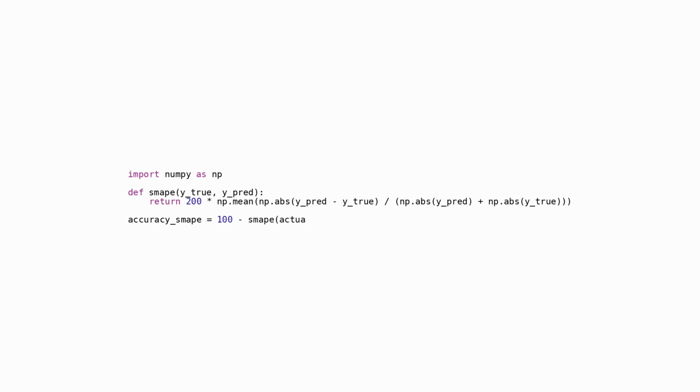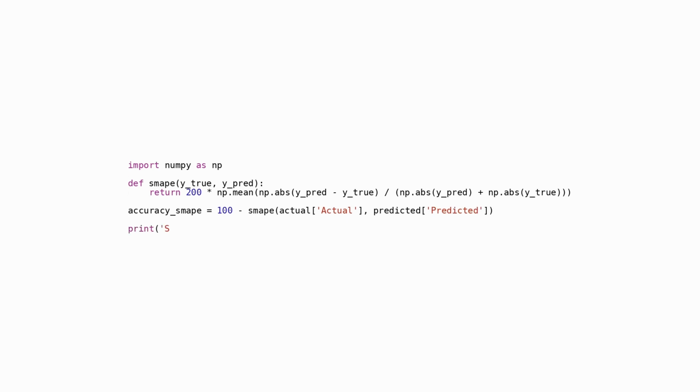The code then determines the SMAPE accuracy by subtracting the SMAPE value from 100. SMAPE is typically represented as a percentage error. This step involves utilizing the actual and predicted values from the dataset. Lastly, the code displays the computed SMAPE accuracy value.